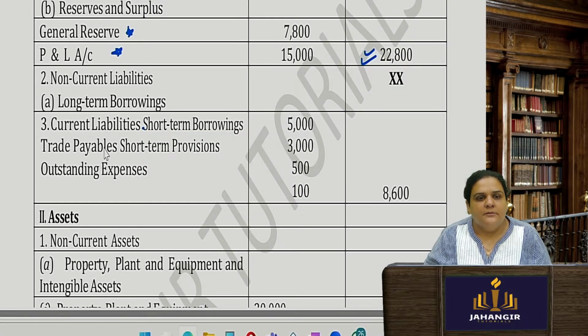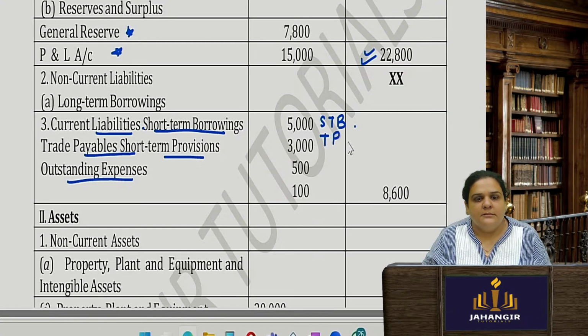Short-term borrowings, okay, this is your short-term borrowings. This is your trade payables. This is your short-term provision, and this is your outstanding expenses. So the total of your current liabilities is 8,600.